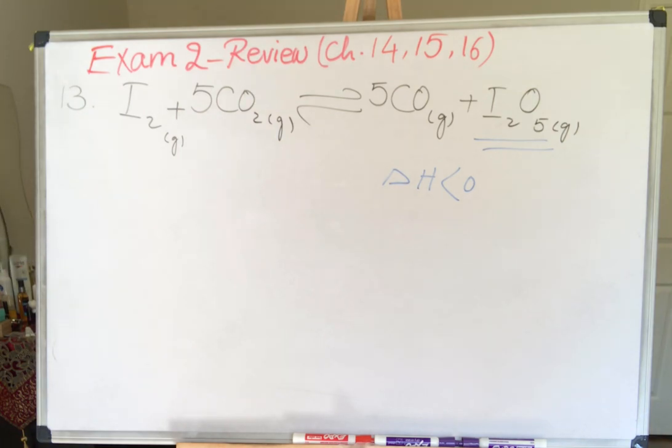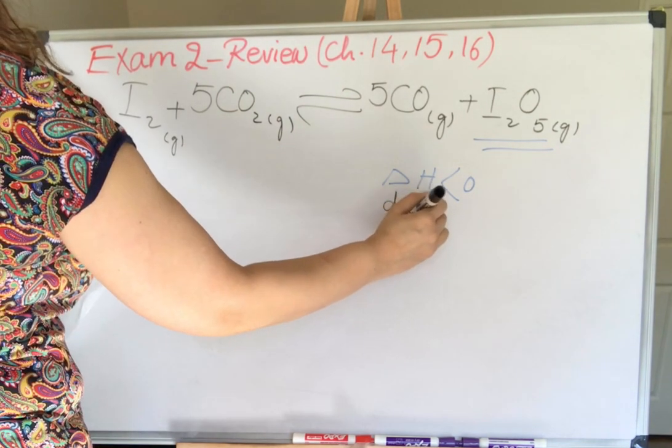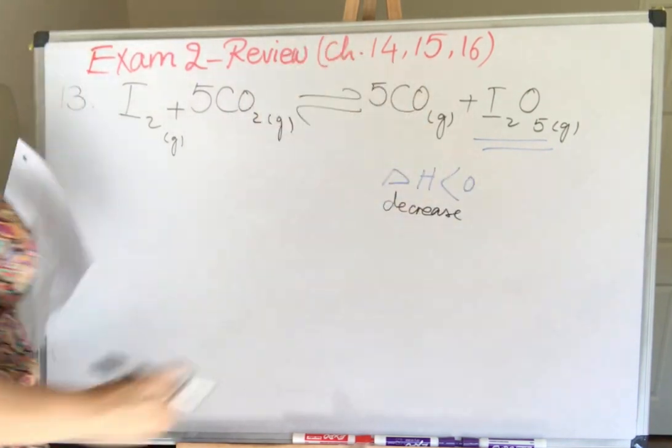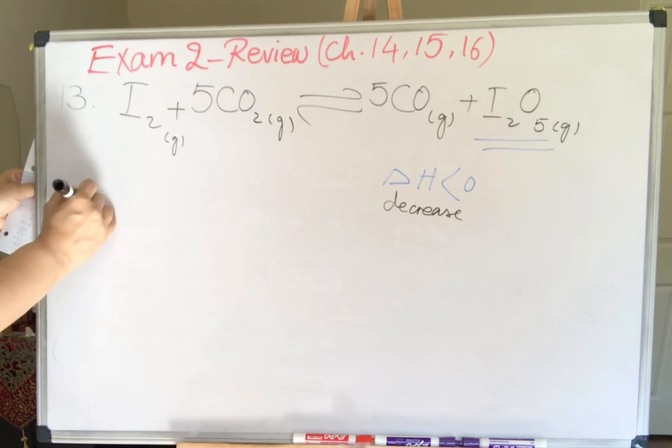Okay, so 13 is D. Because it's exothermic, we just need to decrease the temperature because it doesn't need heat. If it was endothermic, then you should have increased the heat.